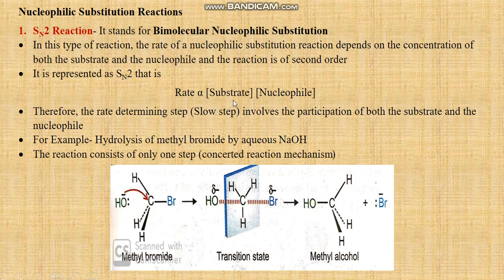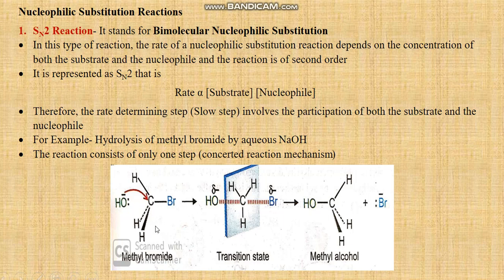A square bracket represents the concentration of a species. Therefore, the rate determining step, which is a slow step, involves the participation of both the substrate and the nucleophile. For example, hydrolysis of methyl bromide. In this example, we can see that when methyl bromide is hydrolyzed by aqueous NaOH, methyl alcohol is formed.